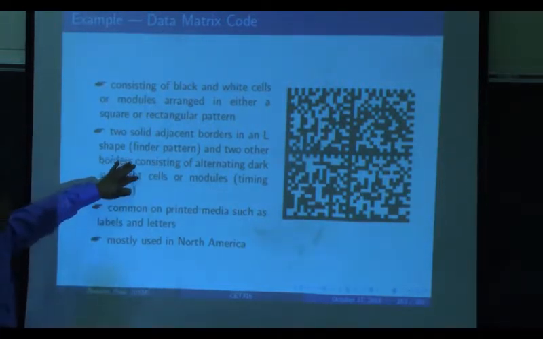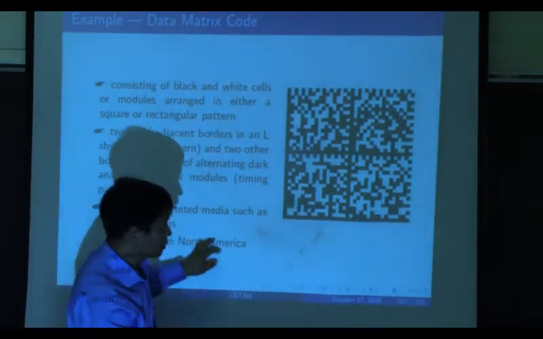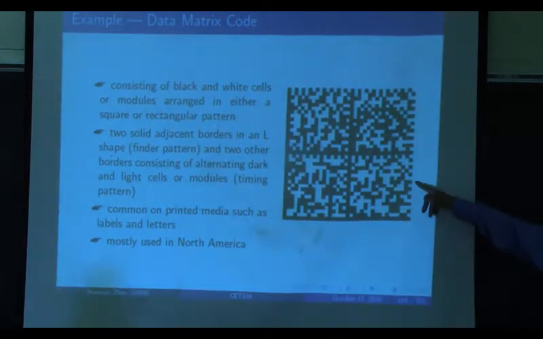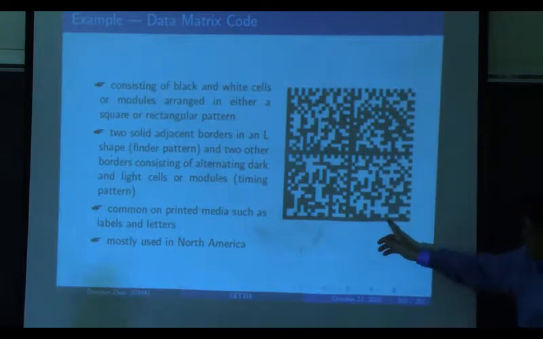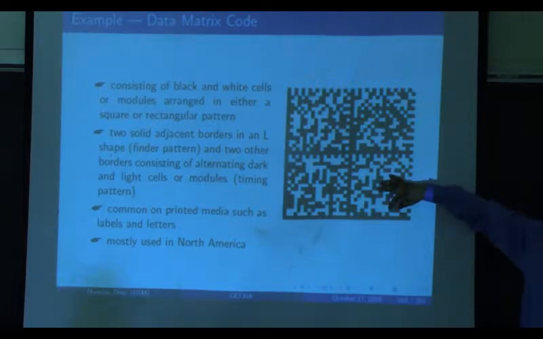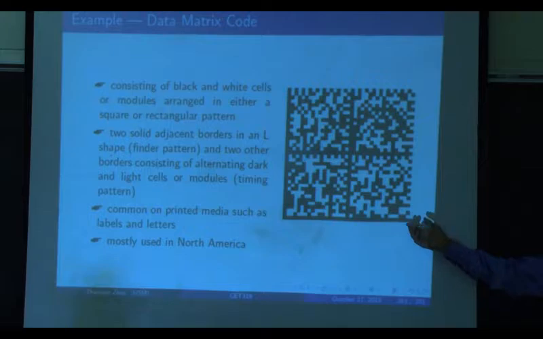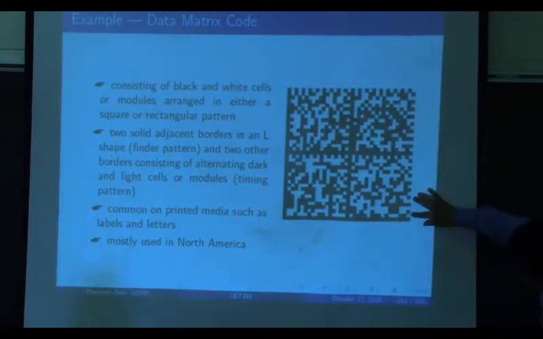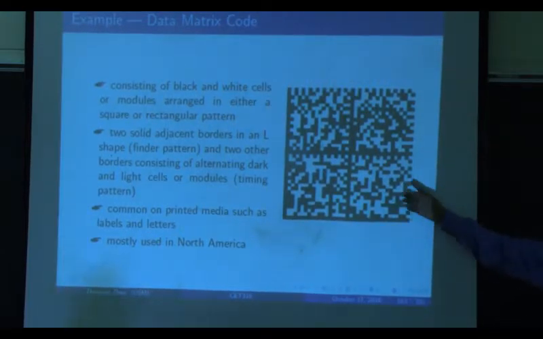And two other borders consist of alternating dark and light cells or modules. This is for timing. Look at this one, black, white, so dark, light, all these alternating. This gives you the frequency, the timing. How wide is this one? If we don't know this, then we don't know, right? So first we need to read from here. Look like this one has a 36. This is 1, this is 2, 3, 4. So the length equals 2 in terms of the alternating light and dark.